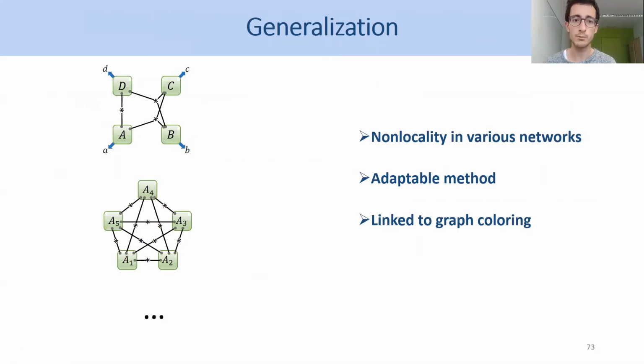With this, we were able to generalize our previous result with token counting. In particular, we can prove non-locality in this network, and its generalization to any n parties. And in many other networks, we also found a link to graph coloring. In many networks where you have graph coloring, you can find network non-locality using color matching strategies.